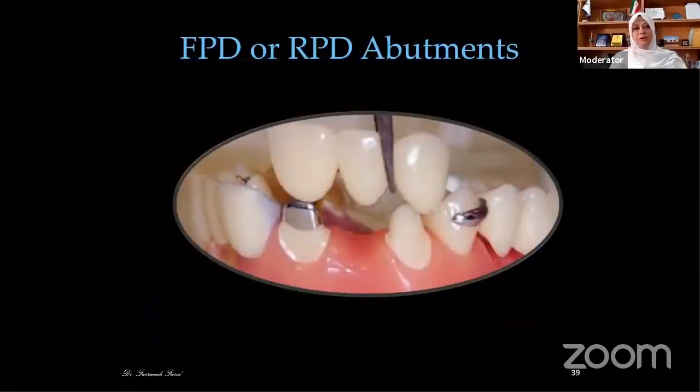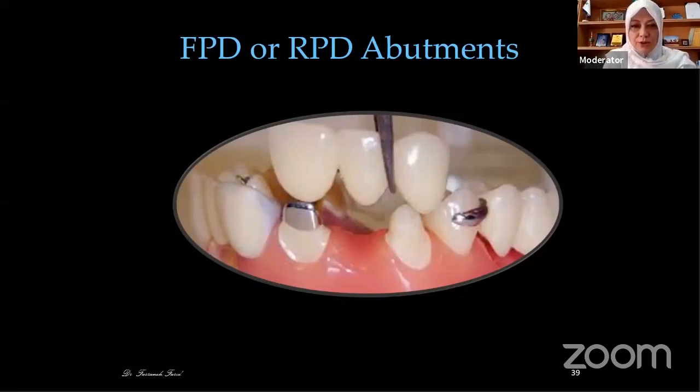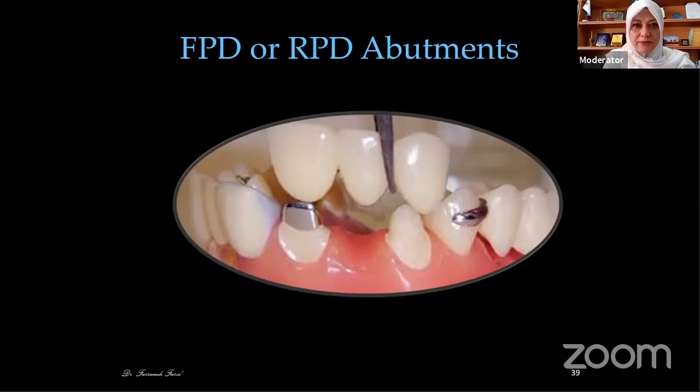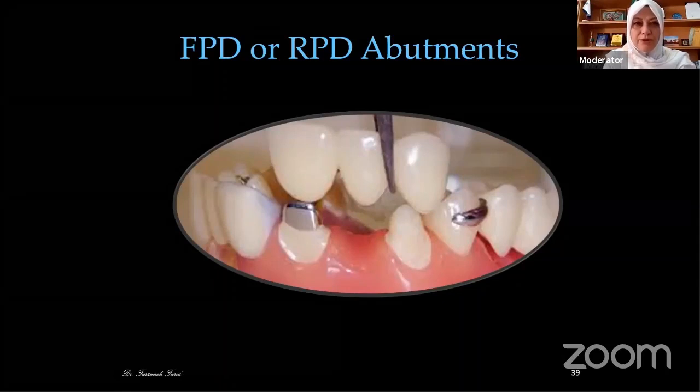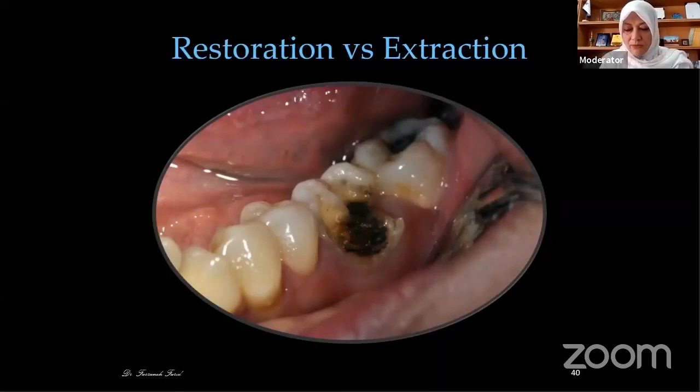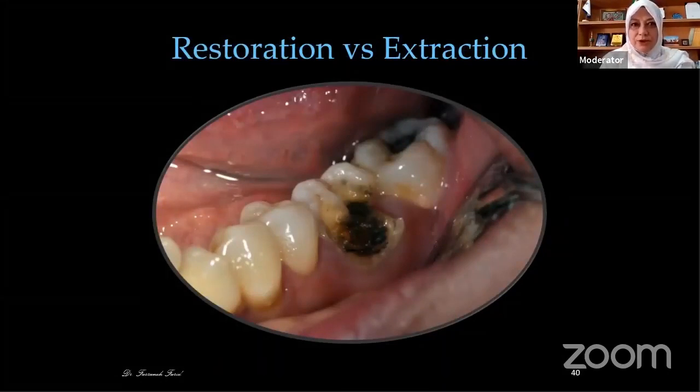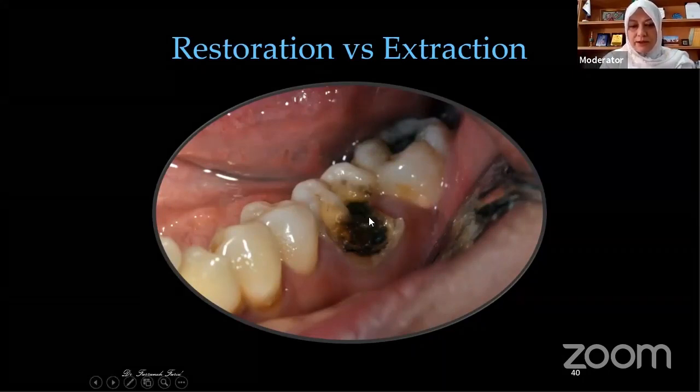Now the question is, if your root canal treated tooth is an abutment for a fixed partial denture or removable partial denture, you have to use post and core, and it is highly recommended to use custom-made posts and cores. Now, what about this question? Shall we restore teeth like this or extract it?